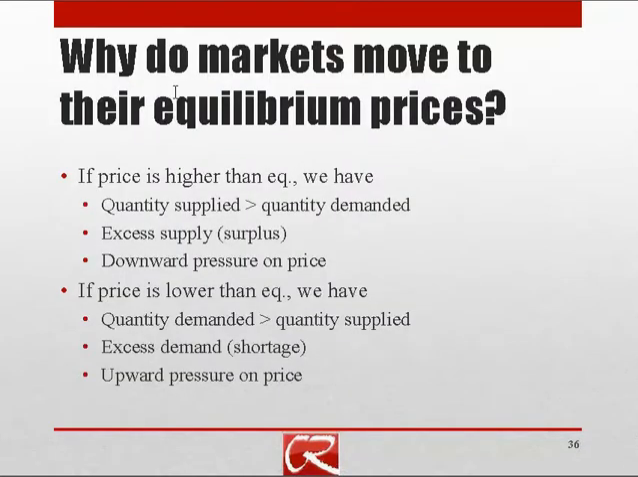So the question we might ask is, what makes this an equilibrium? An equilibrium is a situation where things are relatively unchanging, where they have their balance, where they're not likely to tip over to one side or another. And the basic idea is that if the price is higher than the equilibrium price, we're going to have quantity supplied greater than quantity demanded.